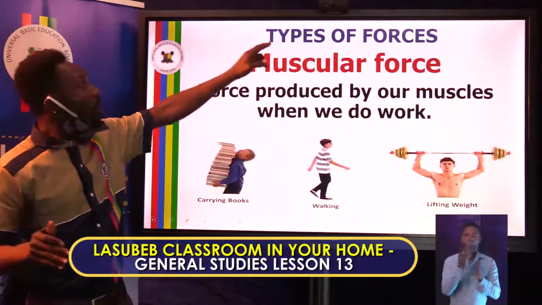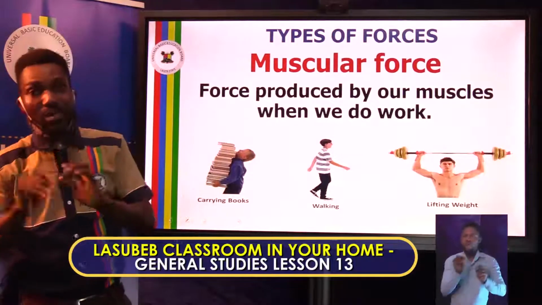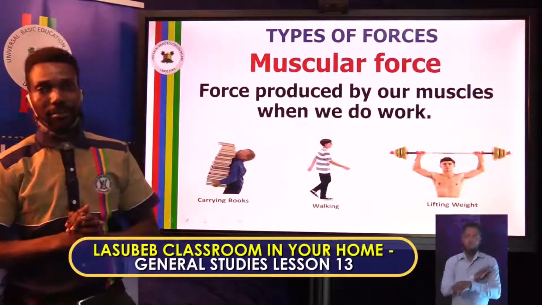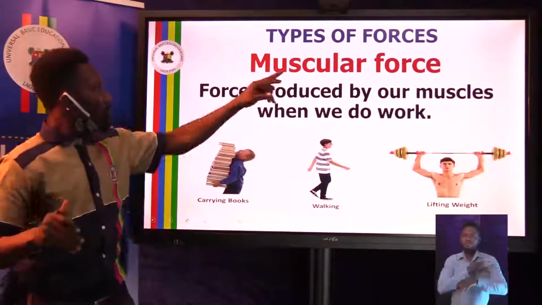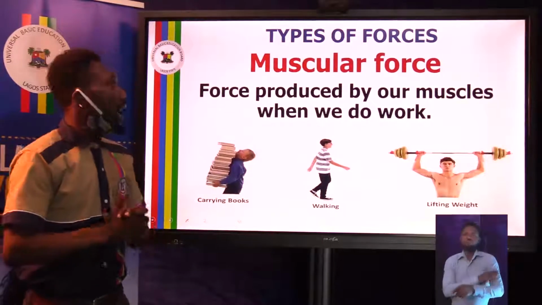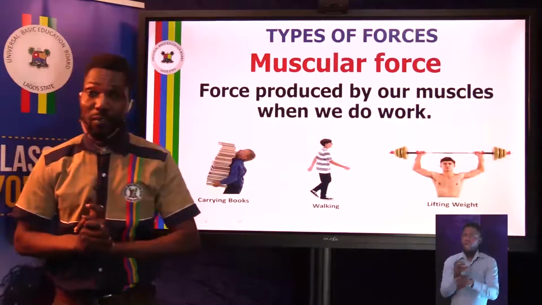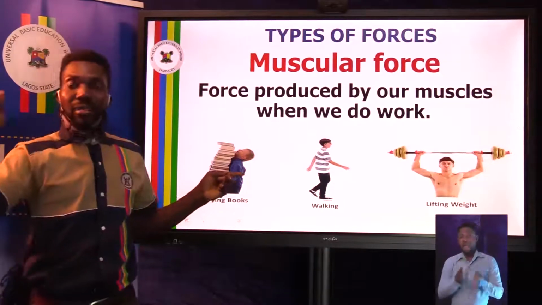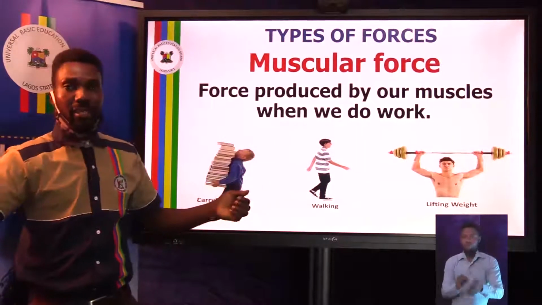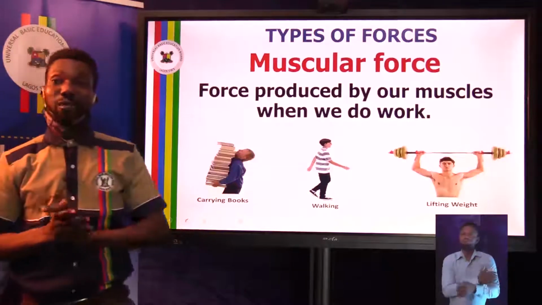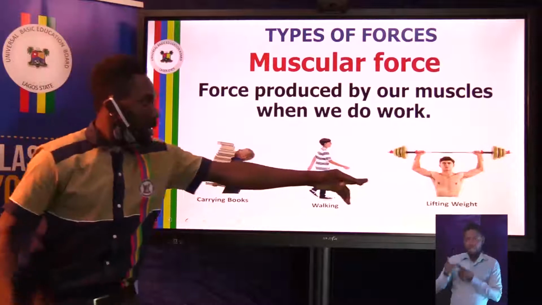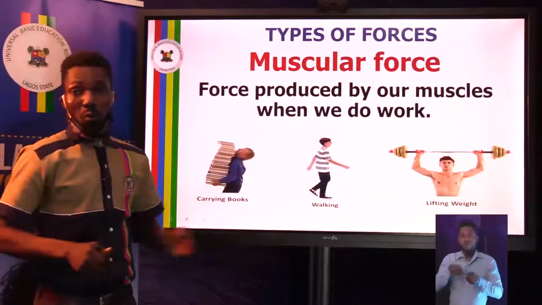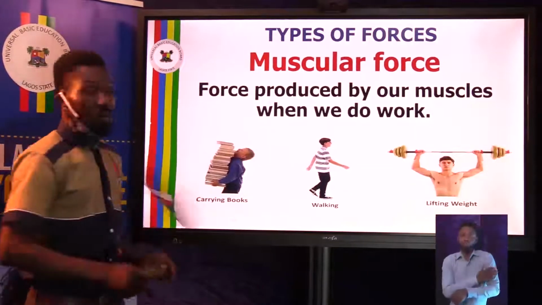Dish out now falls under the two categories of contact force and non-contact force. The number one here is muscular force. A muscular force is a force produced by our muscles when we walk. Like today, I know Mom had asked some of you to pack your load, carry some things to where they're supposed to be. You have exerted a muscular force. You can see a man lifting weight here is exerting a muscular force. Even while walking, we exert a muscular force.